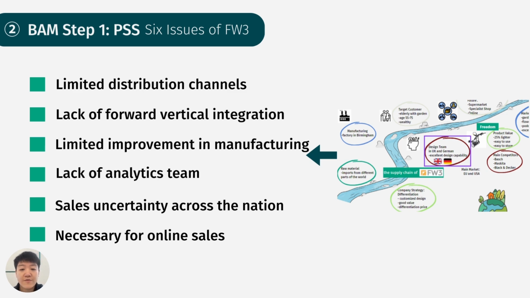While FW3 manufacturing is on the industry average level, there is still room for improvement in terms of automation and facilities. The company should consider investing in new technology and upgrading its facilities to improve efficiency and productivity. The problem 4 is a lack of analytics team.